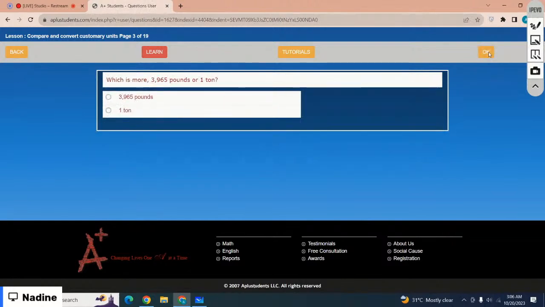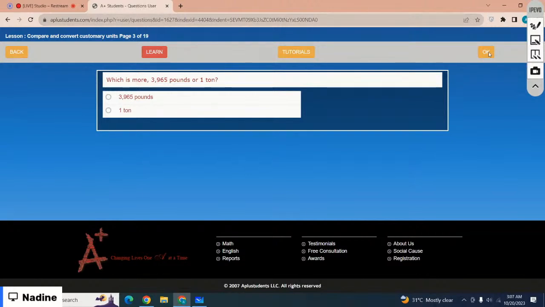Okay. Which is more, 1 ton or 3,965 pounds? Which is more? This is the lesson that is connected to the one I did in the last session. You just have to remember these conversions.